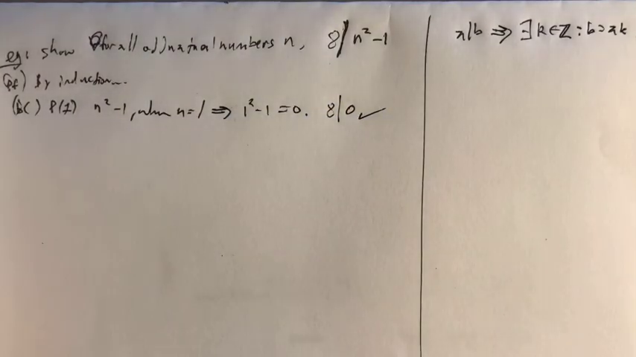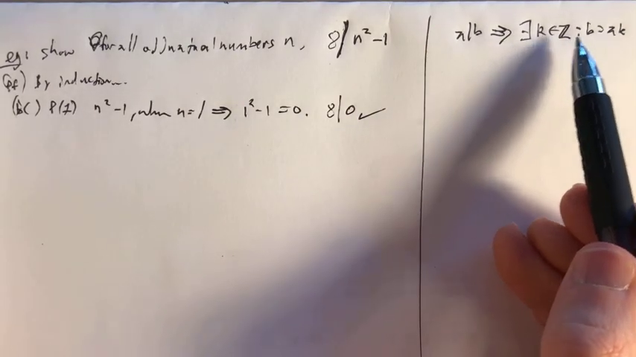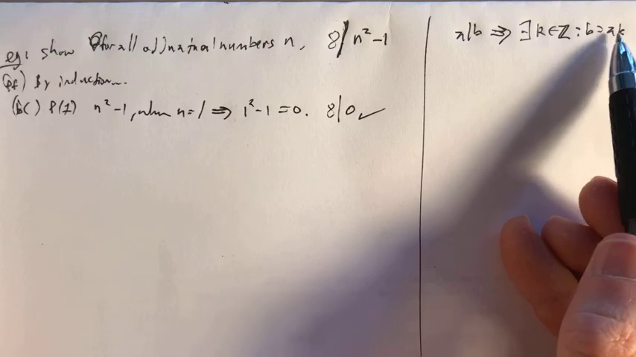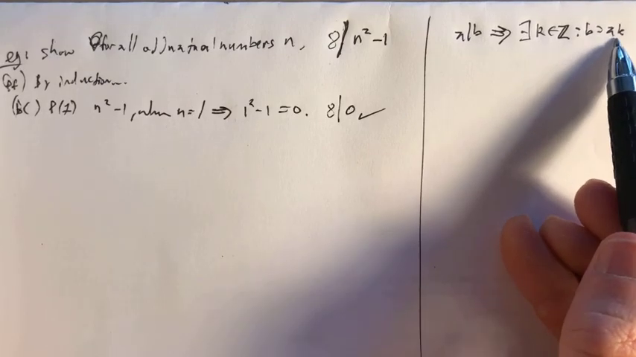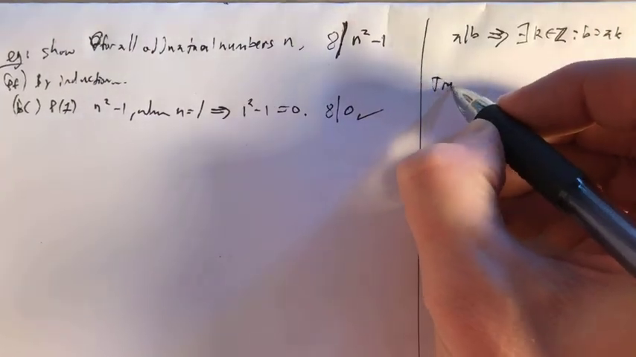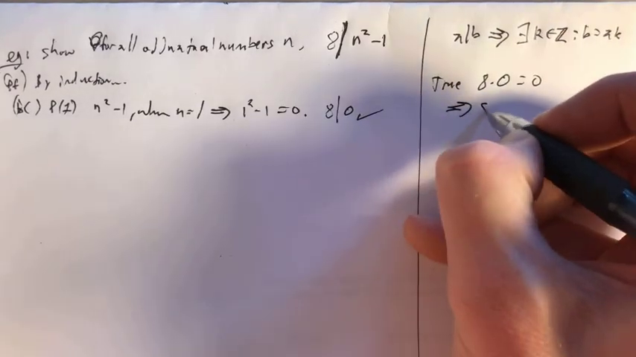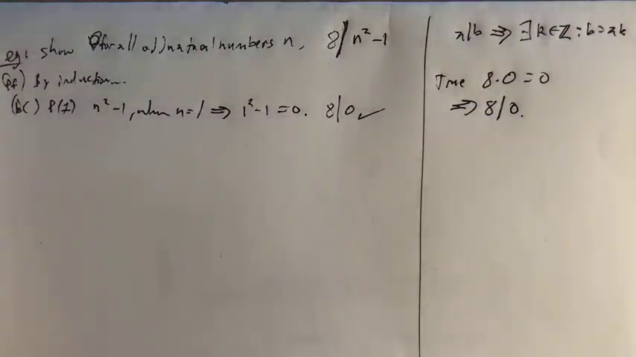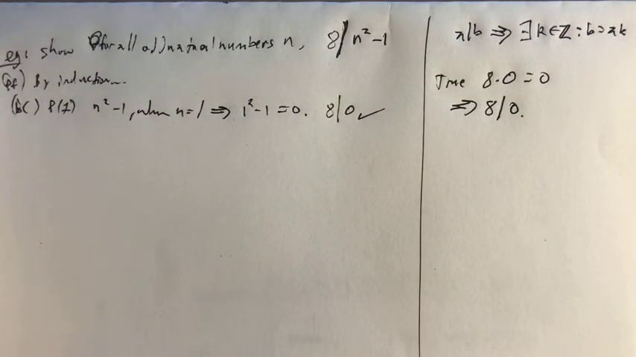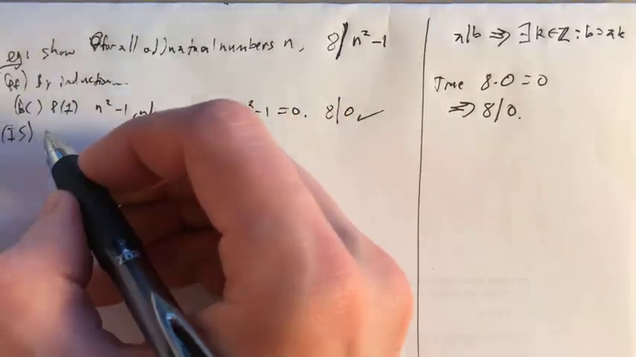Why do I say that 8 divides 0? Because there exists an integer, k, such that 8 times k equals 0. What is that integer? In this case, the integer is 0. This is true because 8 times 0 equals 0. That means that 8 divides 0. It's a little weird. Okay, so now let's do our inductive step.